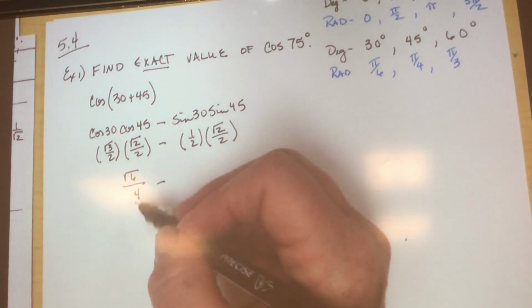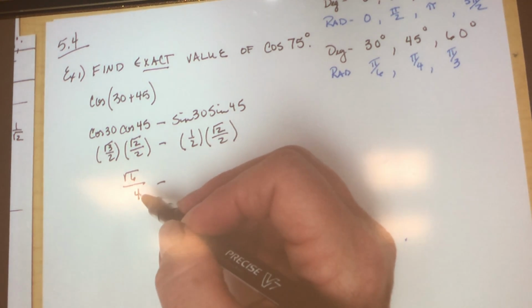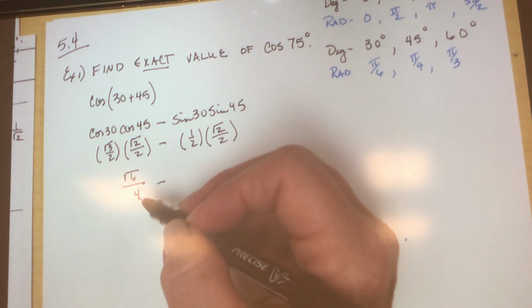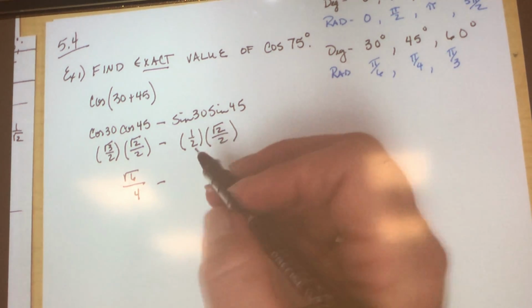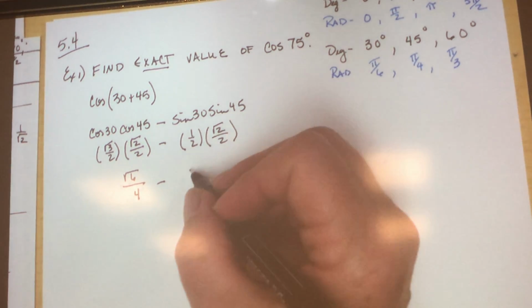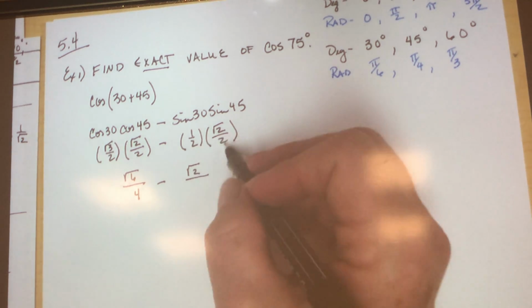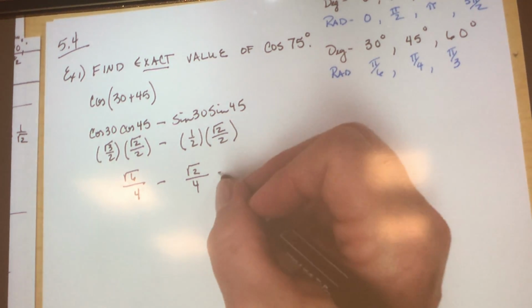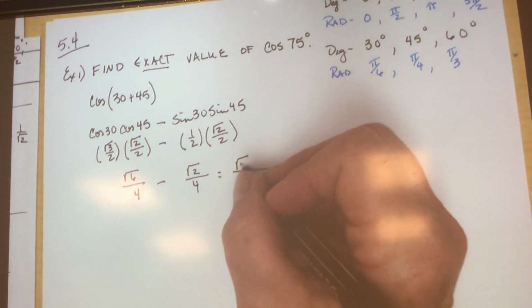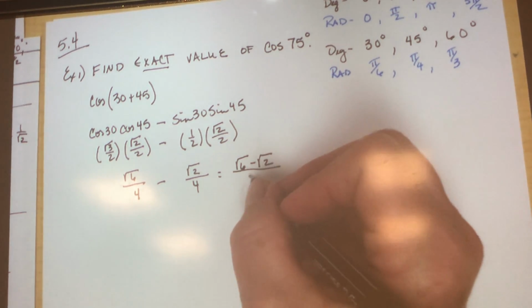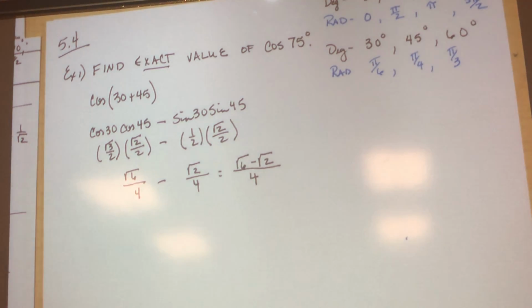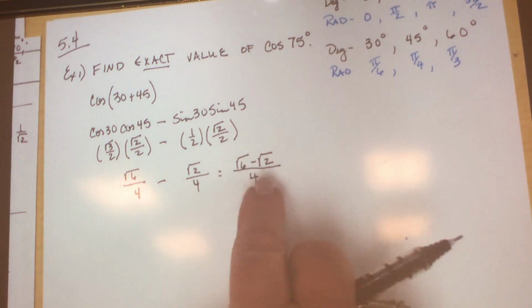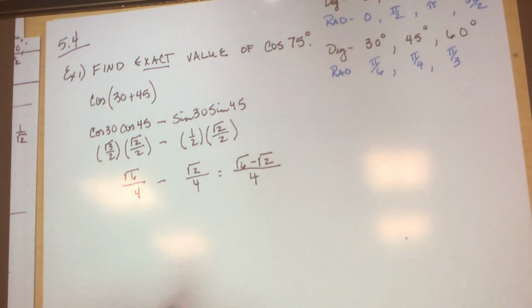Can I reduce that 6 and that 4? No, because one's under the radical and one's outside. This one, top times top, square root of 2 over 4. 2 times 2 is 4. Do these have the common denominator? Yes. So I'm going to write them together. The square root of 6 minus the square root of 2, all over 4. And like you said, you can't reduce that. You can't collect those, they're not like terms.